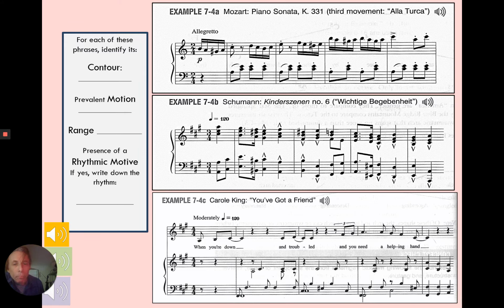So let's look at each of these quickly. Here's Mozart. So consider the contour. We'll listen to it before we answer. Is it prevalent motion, meaning the intervallic structure or the melodic motion? Is it mainly stepwise or skips? You notice we're concentrating just on the upper notes here. Melody doesn't have to be up there, but it often is. Is there a rhythmic idea that seems to repeat?